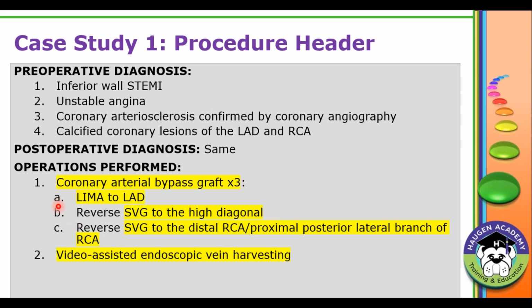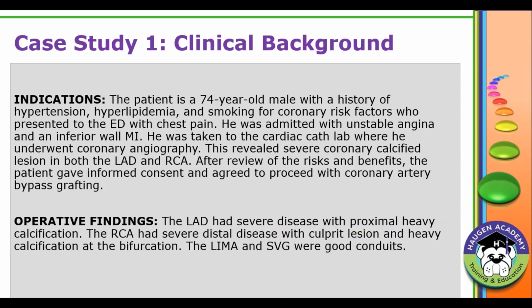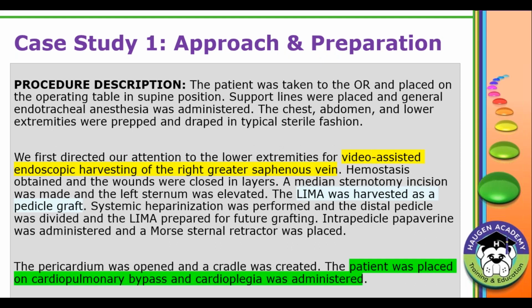So again, it doesn't make any difference for our code assignment, but know that this looks like we've got 1 arterial graft and 2 venous grafts. And he also says he did a video-assisted endoscopic vein harvesting. On the clinical background, some interesting stuff about the patient and a couple of operative findings, but nothing right now that's going to impact code assignment.